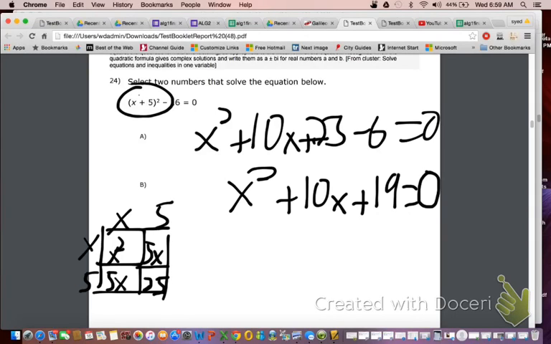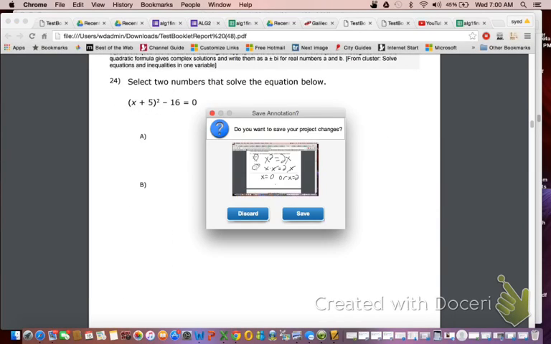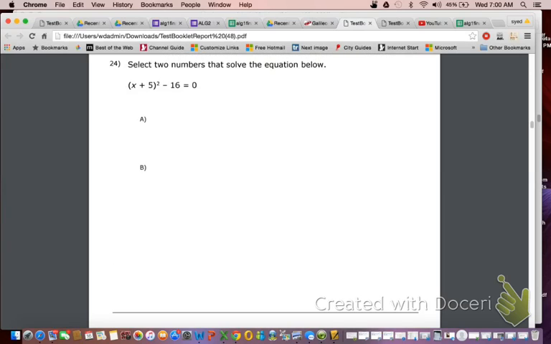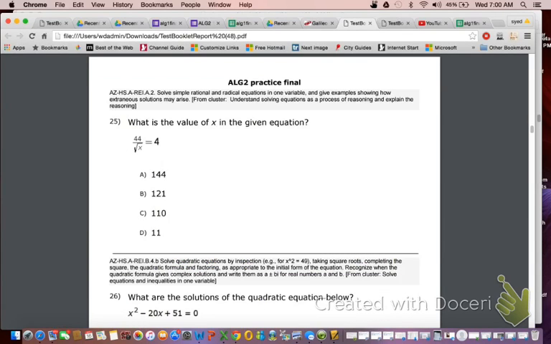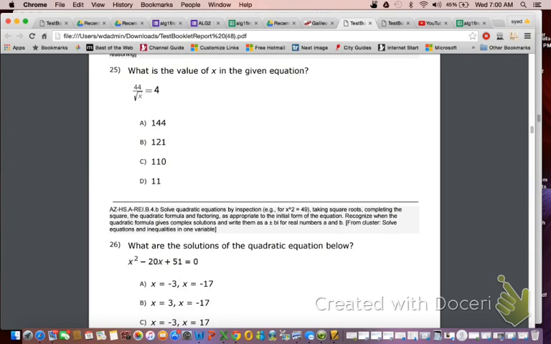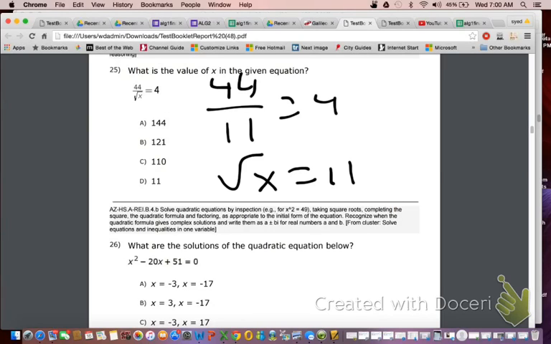Okay, so it's going to be a quadratic formula, I think. Right? That's how you set it up, at least. Again, not too bad. Common sense. 44 divided by what is 4? So, I mean, 44 divided by 11 is 4, right? And no one's going to dispute that. So root x has to equal 11. Square both sides, you get 121.